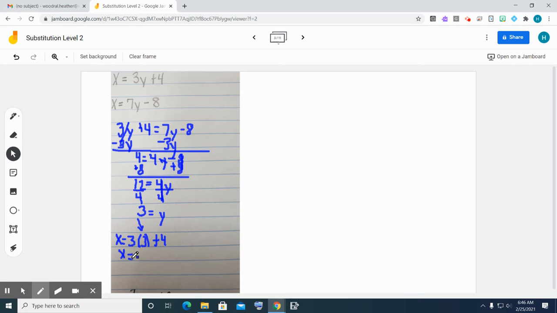At this point, you can plug that whole thing into your calculator, 3 times 3 plus 4. You can do it all in your head, or you can work it out step by step. So 3 times 3 would be 9 plus 4, and then 9 plus 4 is 13. So x is 13, which gives me the answer: x is 13, y is 3. So here is my final answer. That is the solution to my system of equations.